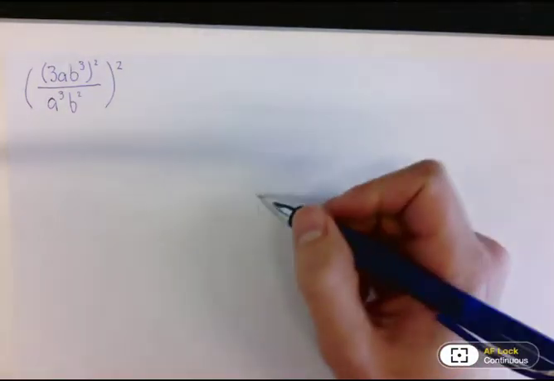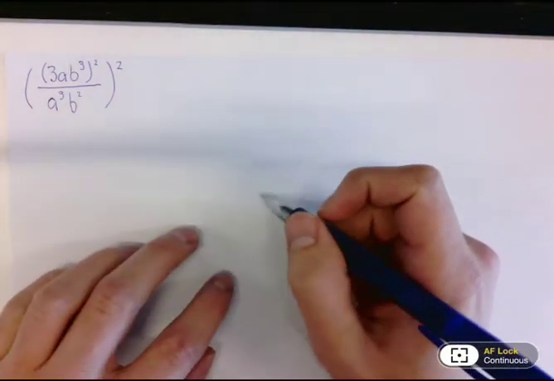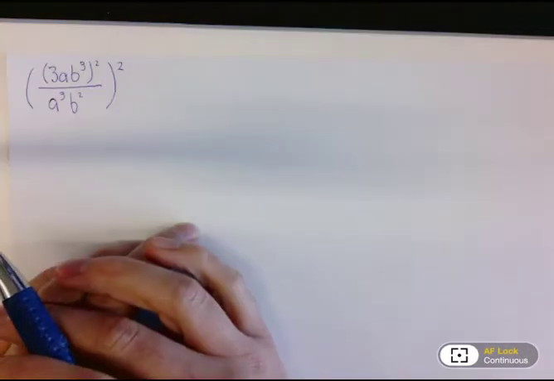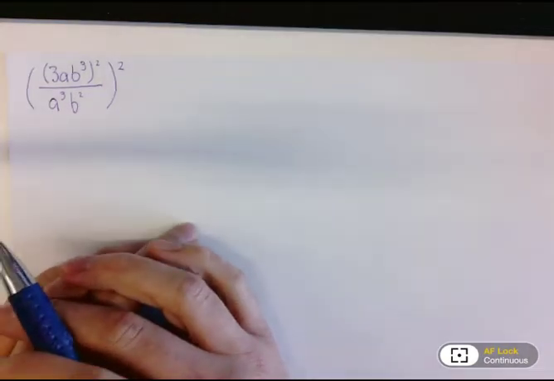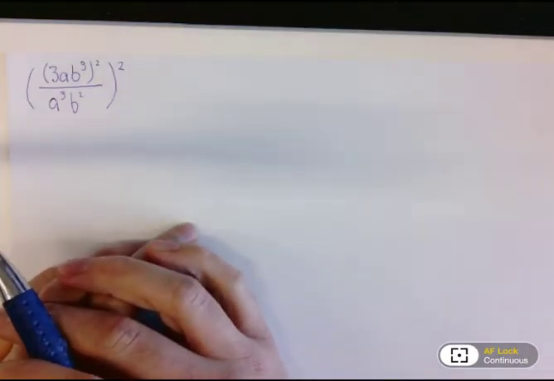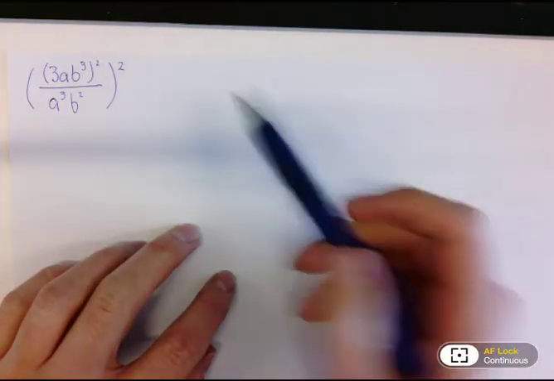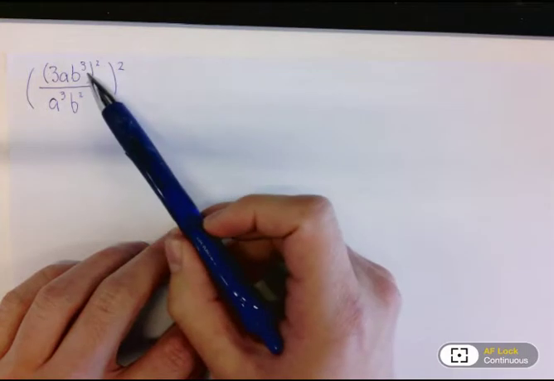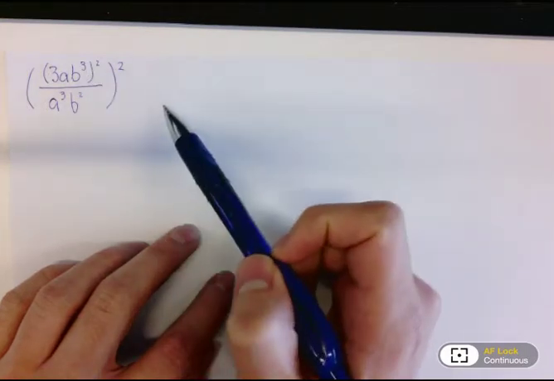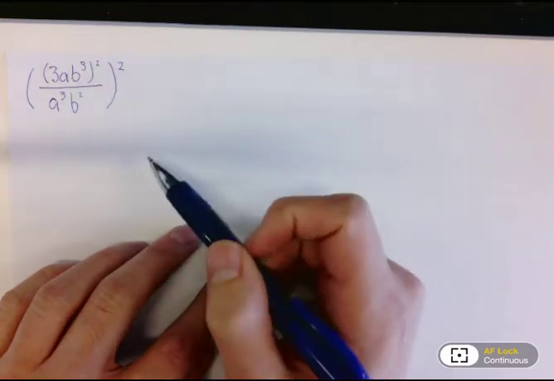Okay, so today we're looking at a problem which we did in class a couple of days ago. As you can see, this is an index problem, and the tricky part about this problem is we have brackets inside a bigger set of brackets, which are both raised to the power of 2.